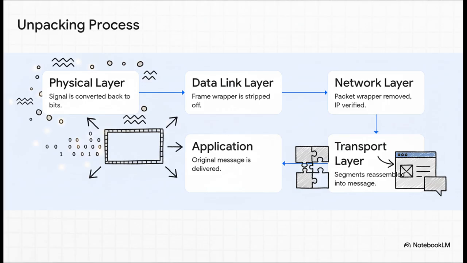Then, the data link layer tears off that local frame wrapper. Then, the network layer unwraps the packet, double-checking that it's at the right IP address. And finally, the transport layer acts like a little assembly line, taking all the individual segments, putting them back in the correct order, and handing one complete reassembled message up to the application. The web server now has your original request.